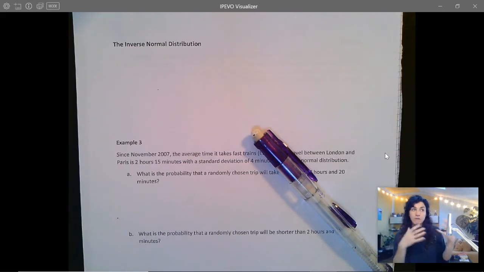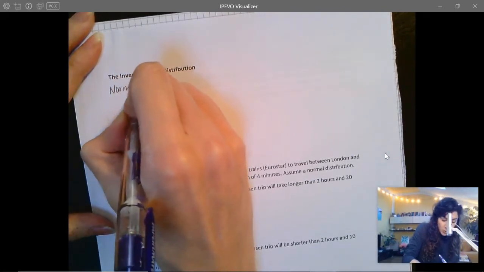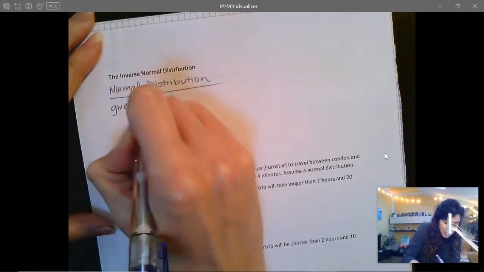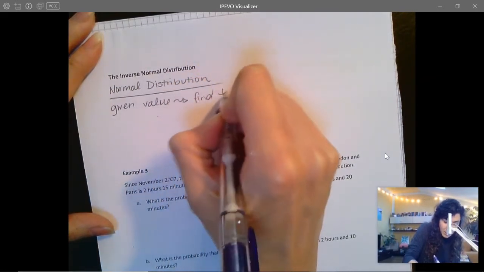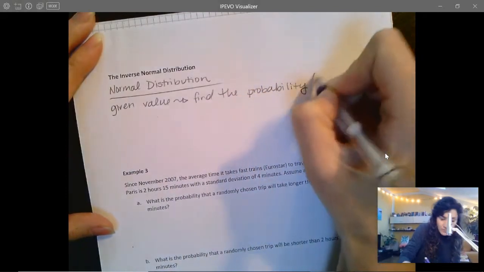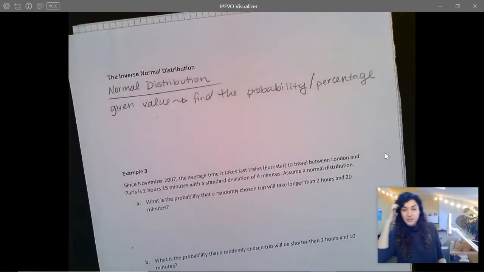given a certain value, right? We're like, okay, what's the probability that we have picked this? What's the probability that we picked greater than or equal to this? So with our normal distributions, we have a given value and we're told to find the probability. Or sometimes we say percentage, which we know we would just then multiply by 100.